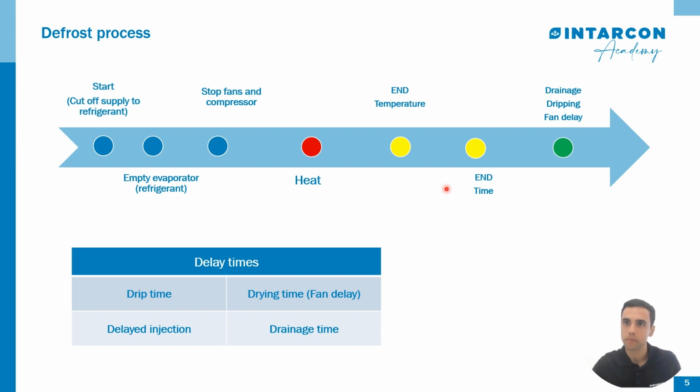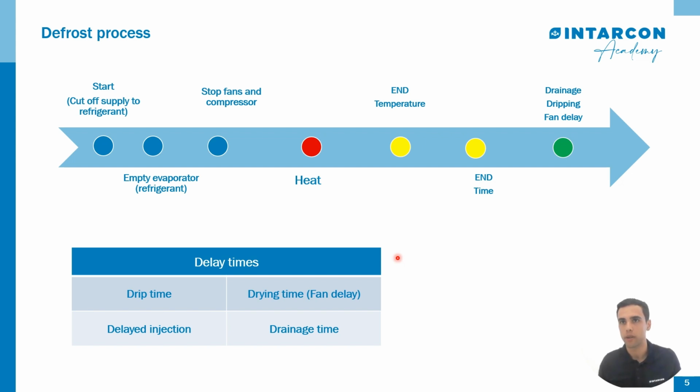End of defrosting. Defrost can be terminated in two ways, by temperature or by time. By temperature, the defrost probe detects a temperature above 0 degrees and stops defrosting when that temperature is reached. By time, a specific time is set in the system parameters, stopping the defrost at the end of this period. Also, parameters such as delay time can be considered. Drip time allows the water to drip and the evaporator to cool down, reducing the thermal shock.